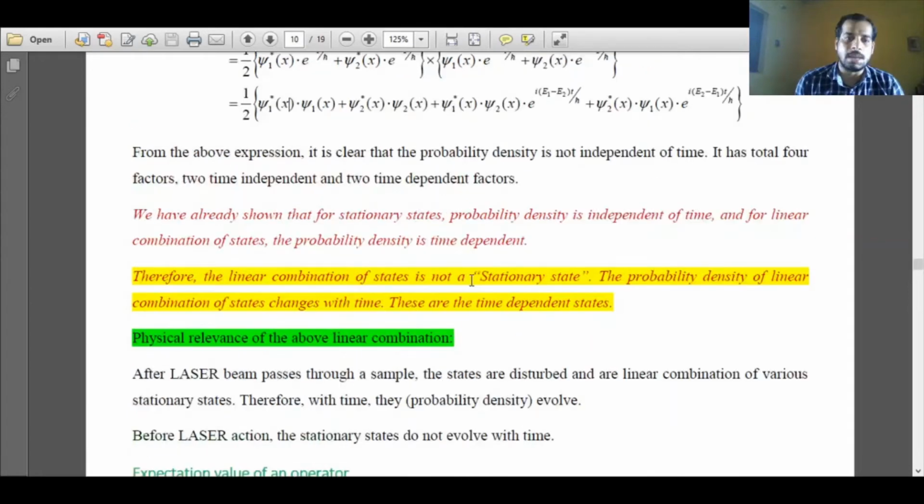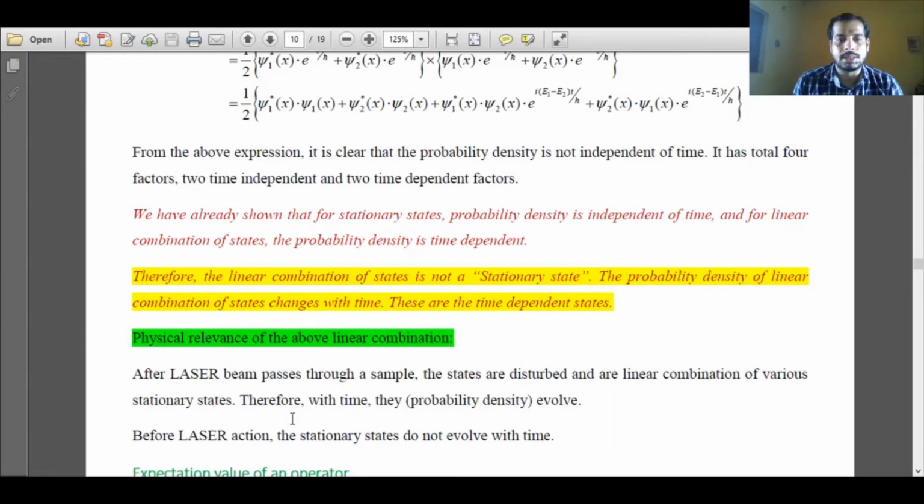Now what is the physical application of this time dependent and time independent behavior? In a laser, suppose a laser beam is passed through a sample solution. Laser means light amplification by stimulated emission of radiation. When a laser beam passes through a sample, the eigenstates of different particles get disturbed, and the new states are linear combinations of stationary states, and those states evolve with respect to time. Before the laser passes, the states of the particles are said to be stationary and they don't evolve with respect to time. But when we pass a laser beam through the sample, the states get disturbed and result in linear combinations of various states, and they evolve with respect to time.